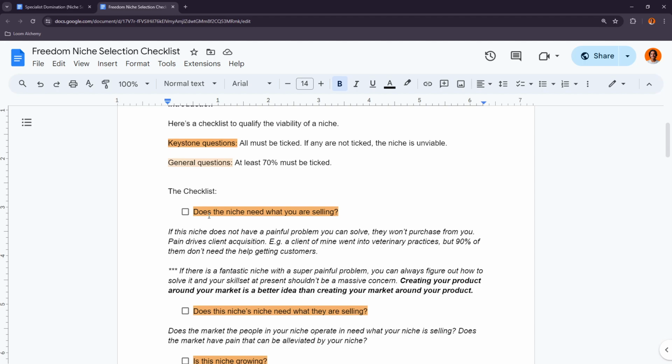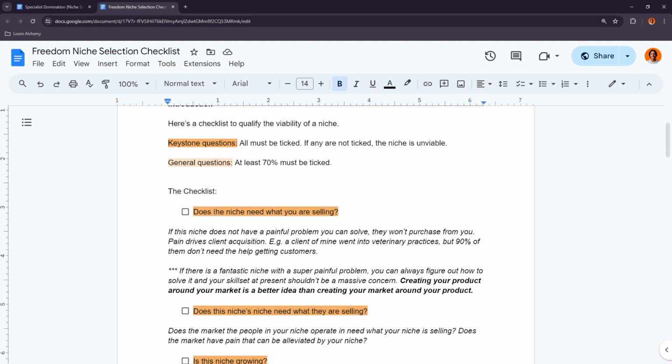So if you start looking at things by how much you can do, this is what I can do and this is what I'm going to solve, instead of doing that, just go for this is what needs to be solved and now this is what I am going to do. Crafting your product around your market is a better idea than crafting your market around your product. You need to understand it first.